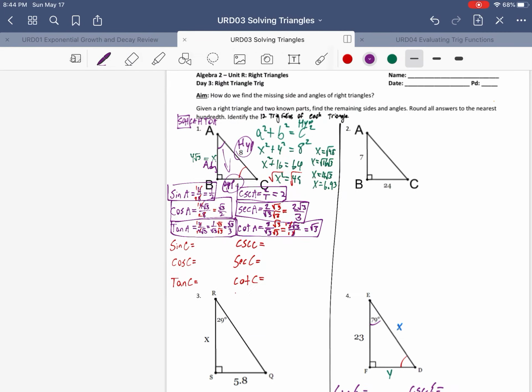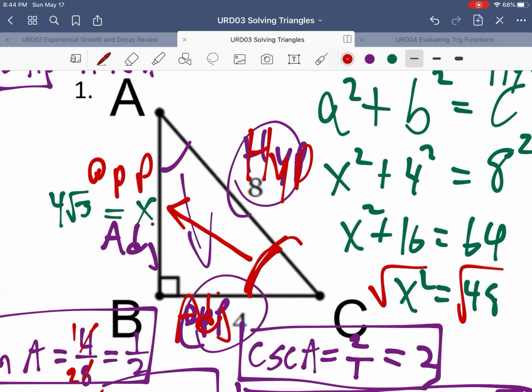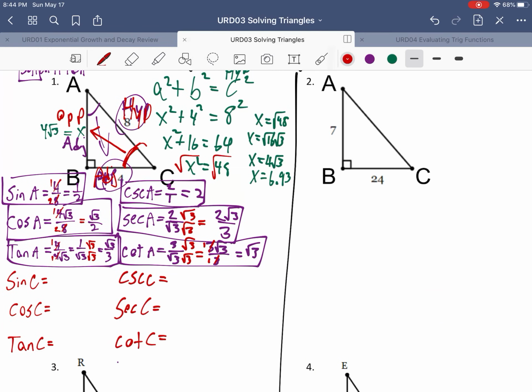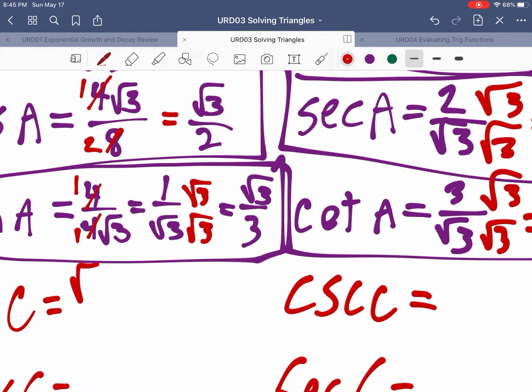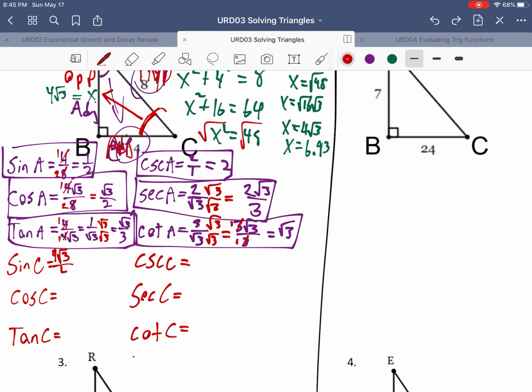So now for sine of C, we have to go back to the problem here. And because C is a different angle, it has a different opposite, adjacent, and hypotenuse. So instead of 4 being the opposite, it will now be 4 radical 3. And the 4 will become the adjacent, and the 8 is still the hypotenuse because it's still across from the right angle. So now based on this label, sine is going to become 4 radical 3 over 8.